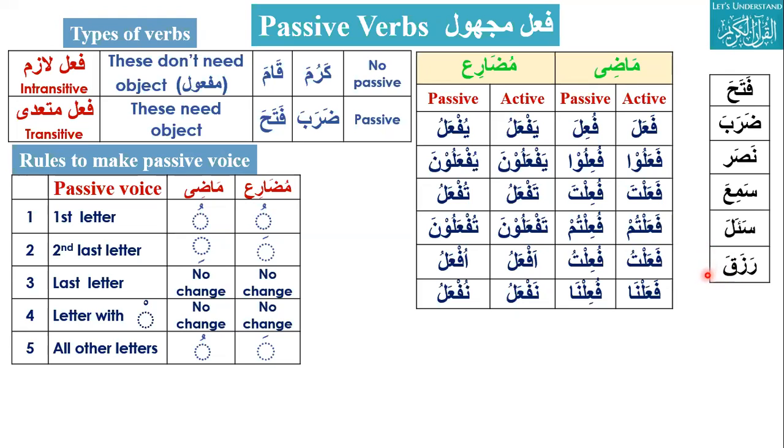Razaka, he provided. What is the passive voice? Ruzika, ruziku, ruzikta, ruziktum, ruziktu, ruzikna. Yurzaku, yurzakuna, turzaku, urzaku, nurzaku. And Ruzika means? He was provided.